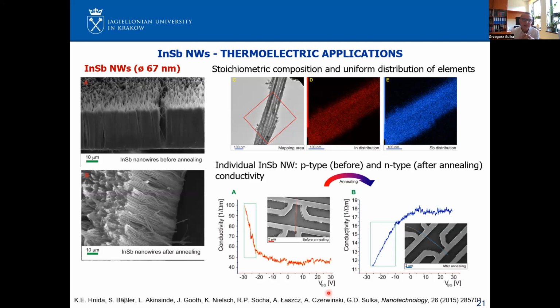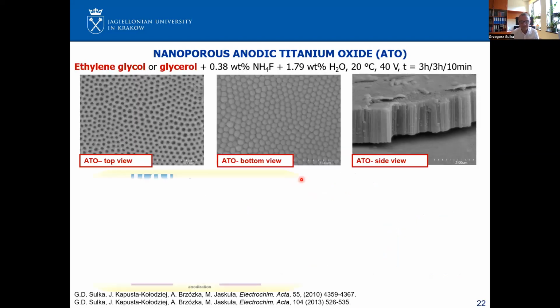And the last example of a material which was prepared based on the anodic aluminum oxide is semiconducting nanowires obtained by electrodeposition, mainly indium antimonide nanowires. And we studied properties of the array, but we also studied conductivity of a single nanowire before and after annealing, and we observed quite interesting behavior of changing type of conductivity after annealing.